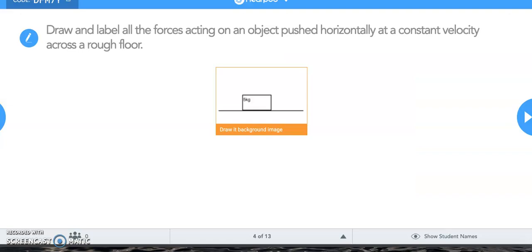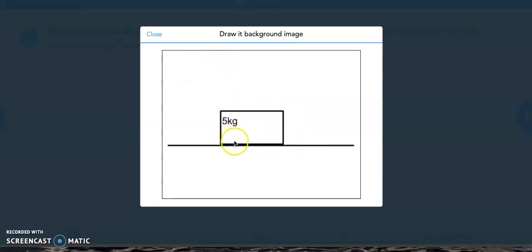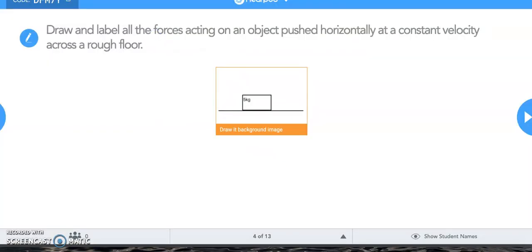Now, the first question that we came across was to draw and label all of the forces acting on an object pushed horizontally at a constant velocity across a rough floor. And so I gave you guys this background image, and then you would click on it to be able to draw on the image itself. And to do that, you would go to the So What Did I Miss page in our classroom page. So I'm going to show you where to go so that you can fill these out if you are not in class to do so on Thursday or Friday.